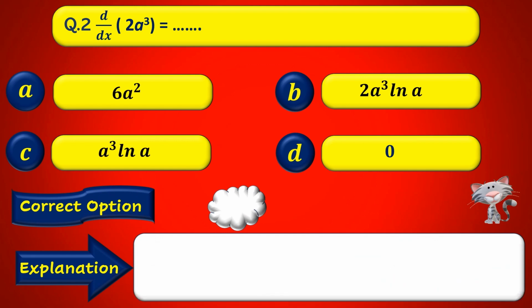The derivative of 2a cube with respect to x. Here a is constant, 2 is constant, so a cube is also constant, and the derivative of a constant is 0. So the correct option is option D.